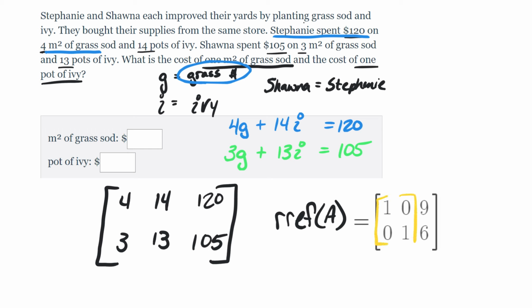So we see our identity matrix saying that our information is good, and this tells us whatever the first variable I chose was, the result is 9. Well, the first variable we chose was the cost for the sod, so this would be $9. And then it tells us the second column, second variable, is equal to 6. Well, this is the ivy cost. I should have labeled that. So the pot of ivy cost is $6 per pot.